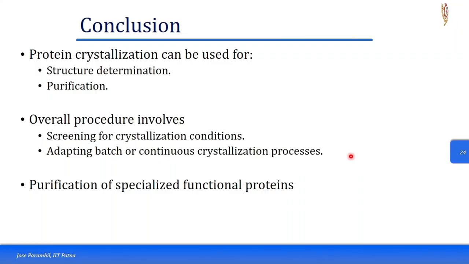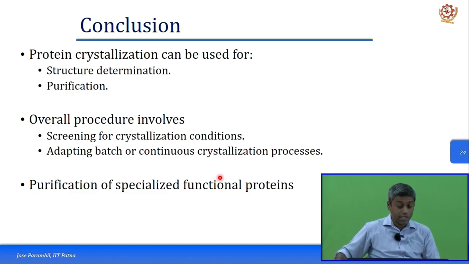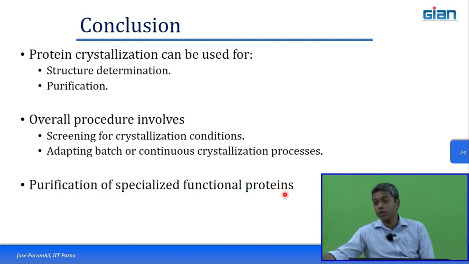And just to conclude overall, we have gone through protein crystallization and how proteins can be crystallized, what the structure is, and how you can figure out the structure based on that. We have also seen a little bit on the screening processes, and the continuous as well as the batch procedures for crystallizing. And just to reiterate, it is more often valid and relevant when you want to produce and isolate specialized functional proteins rather than for producing the bulk.